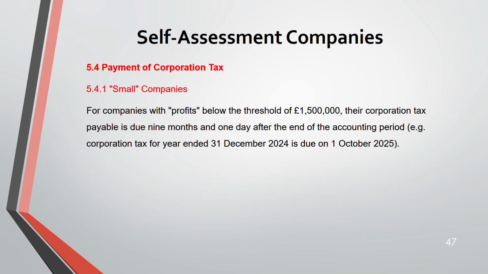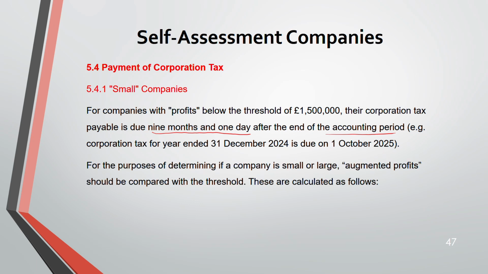For companies which are small, that means their profit is below 1.5 million, they will pay their corporation tax due 9 months and 1 day after the end of the accounting period. Remember this date, memorize this date. Small companies: 9 months and 1 day after the end of the accounting period. For example, if your accounting period end is 31st December 2024, 9 months will be September and 1 day after that, so 1st October 2025 is your due date.